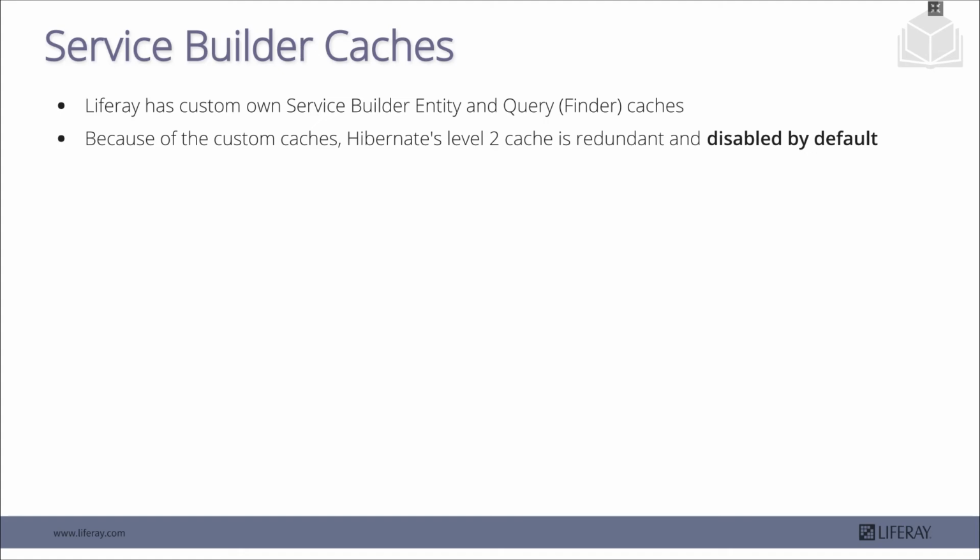All of that is to say that Service Builder has its own custom cache in which we are making all of these things happen for the entity and the query cache. Because we have this whole custom cache, Hibernate's level 2 cache is disabled by default. That way we avoid redundancy.